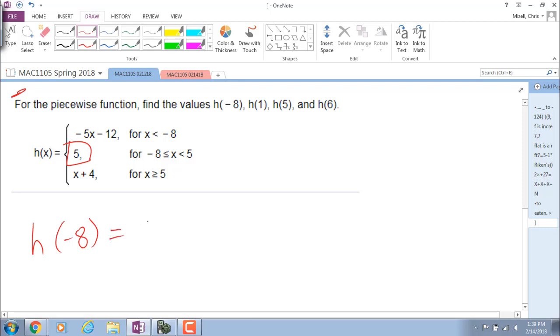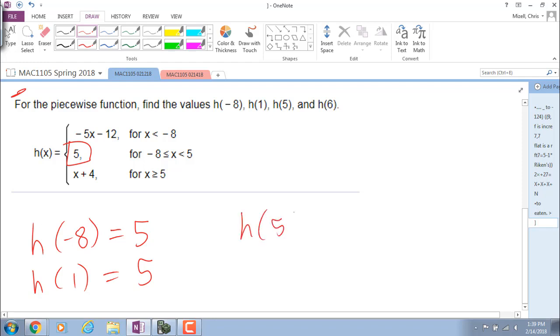H of -8 is 5. No place to substitute the -8. It's constant on that interval. There'd be a horizontal line segment for that interval. So H of -8 equals 5. H of 1. 1 is also between -8 and 5, yes? So I think H of 1 also equals 5.